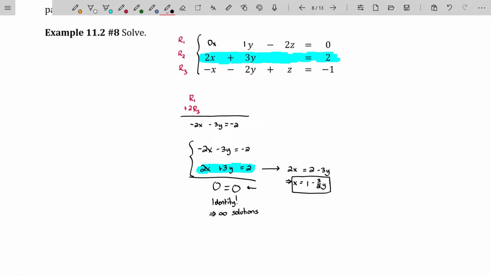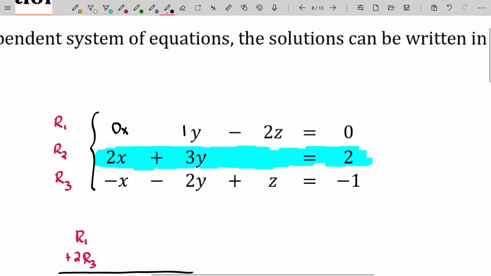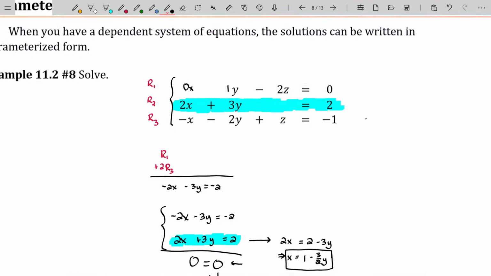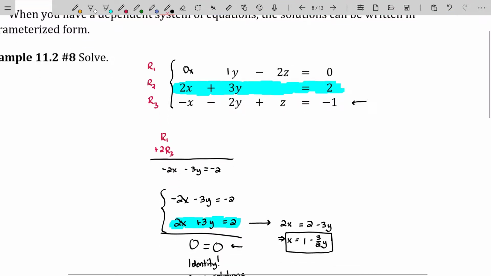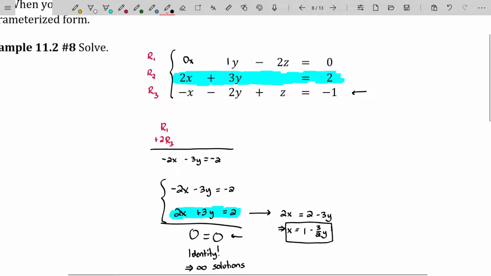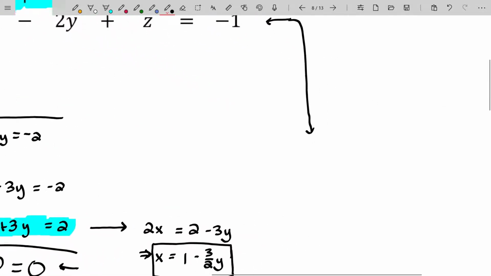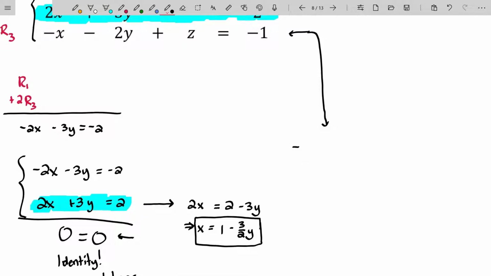So I'll go to any of my previous equations. Honestly, any of them except for the top one that doesn't have an x involved. So I'll go to this third equation right here, and I'll substitute that value in for x to find out what z is. I'll substitute in the value of x that we just got, x equals 1 minus 3 halves y. And then we have minus 2y, and we have plus z is equal to -1.